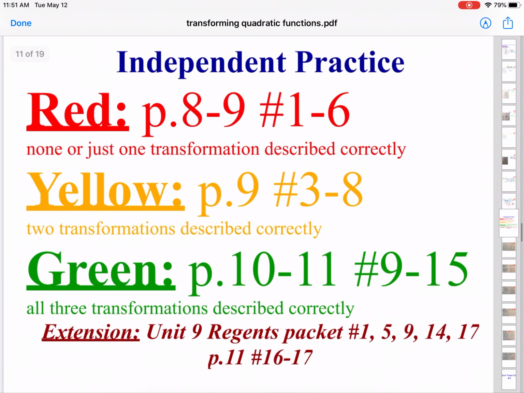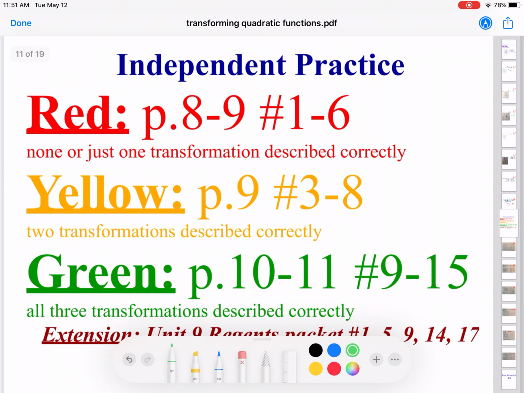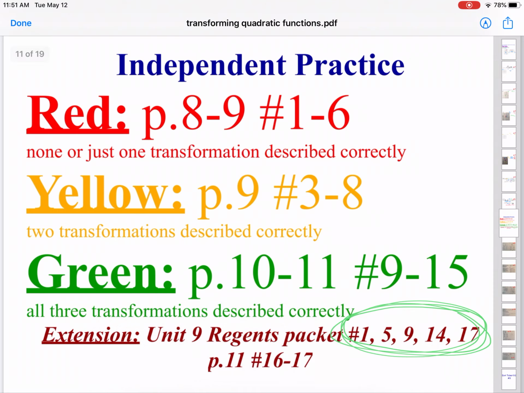For our independent practice, let's take a look here. If you had none or just one of those 3 transformations identified correctly, please start with red. If you only answered 2 parts correctly, or maybe you forgot one of those 2 transformations for the last question, please try the yellow questions. And if you were able to find all of those 4 transformations, please try the green problems here. You'll also notice that now you should be able to answer 5 of the questions from your Regents packet, so please make sure that you give those a try. Please pause the video, go try these problems, and then come back to check your work.